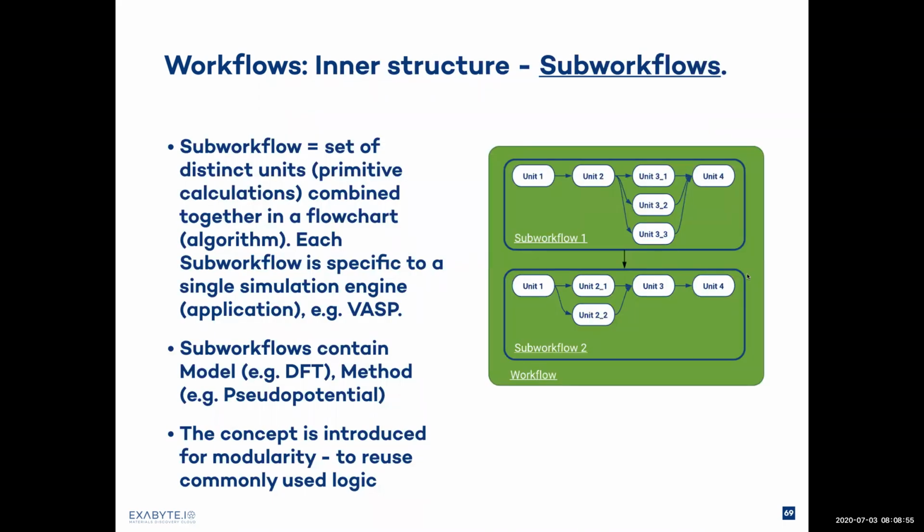Now, in order to understand how we can build a workflow from scratch, we have to understand the inner structure of the workflows. And those consist of subworkflows and units. Subworkflows are sets of distinct units, primitive calculations, combined together in a flowchart. You can think about it as an algorithm, or a set of logical components. And each subworkflow must be specific to a single simulation engine, for example, VASP. And each subworkflow contains a single model, a single method, for example, supercontrol. The concept is introduced for modularity, to be able to reuse the commonly deployed logic.